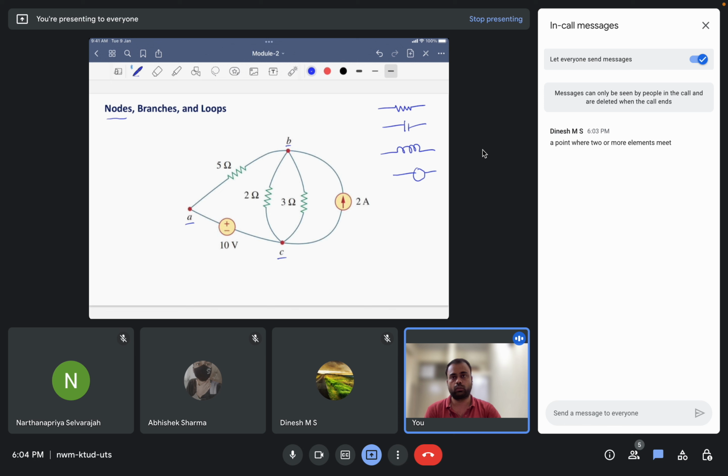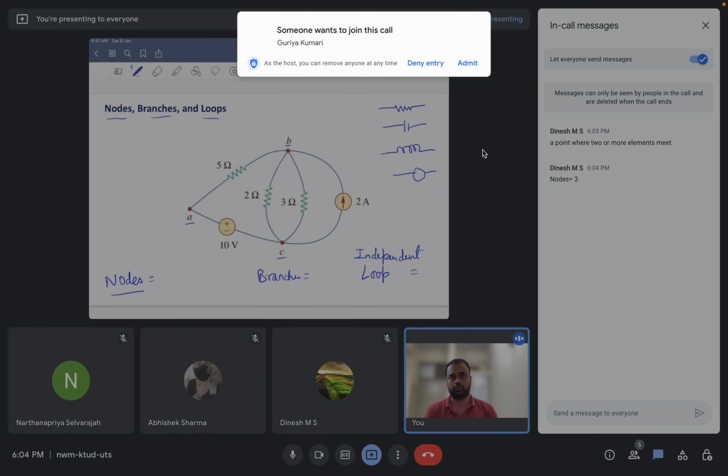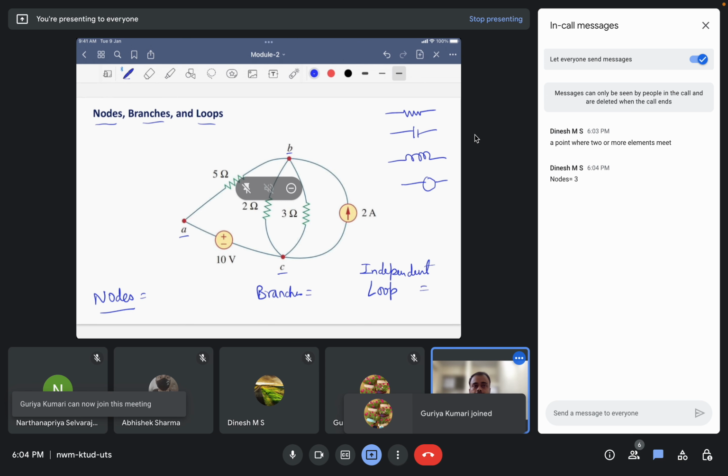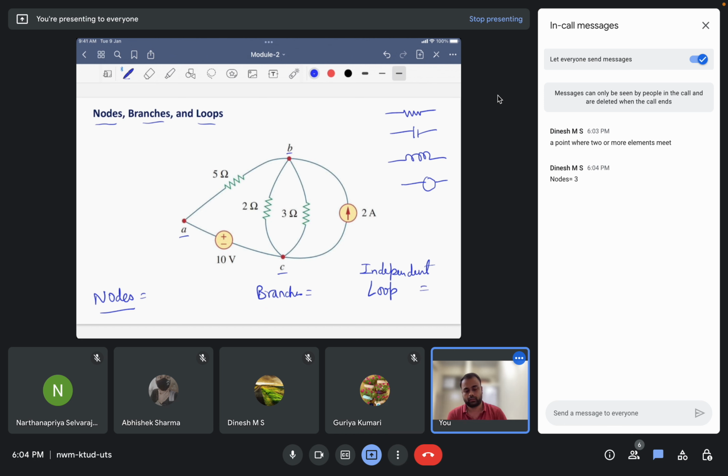And similarly any closed path is known as a loop. So just write down your answer. In the given figure, how many nodes are present, how many branches are there, and how many independent loops are there? So for nodes, please write down the number of nodes. Yeah, so Dinesh writes number of nodes 3. Very good. Number of nodes are 3, also denoted here by A, B and C.